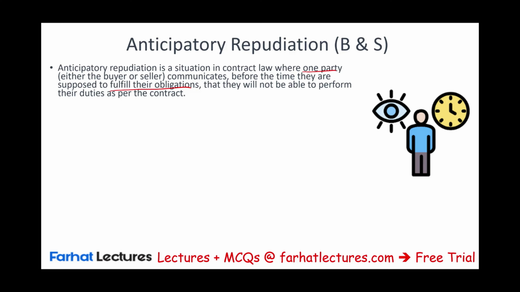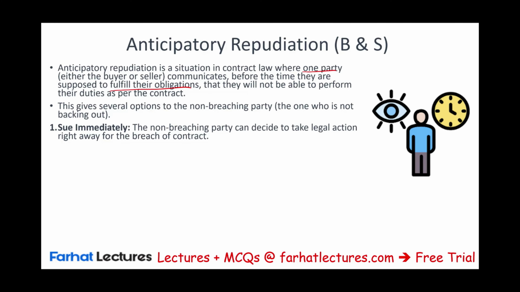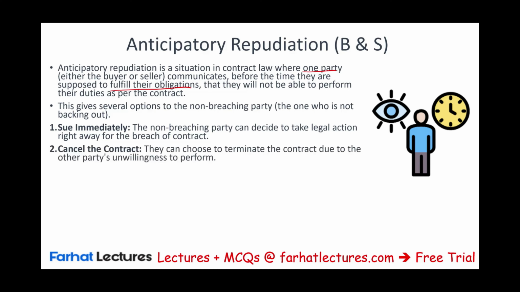What would that give to the other non-breaching party? The party that's willing or already performed their obligation, who's not backing out. Well, it gives them the right to sue. The non-breaching party can decide to take legal action right away for the breach of the contract. They can also cancel the contract. They can say, I'm going to terminate the contract because you are not willing to perform your share of this.